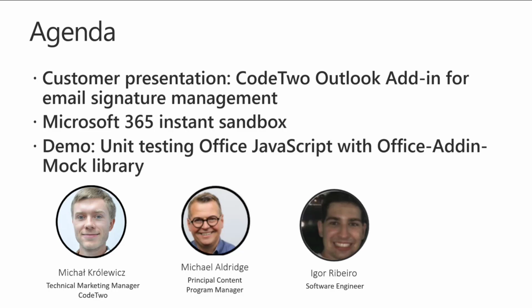And then up next, Michael Aldridge, who's a principal content program manager on the team, will be talking about Microsoft 365 Instant Sandbox. And then finally, Igor Ribeiro, who is a software engineer on the team, will be doing a demo of unit testing the Office JavaScript APIs with Office add-in mock library.